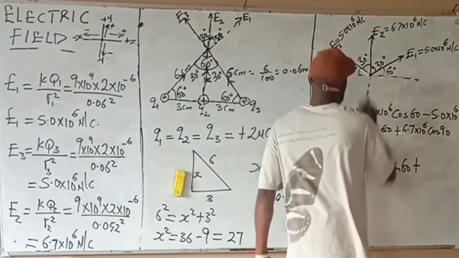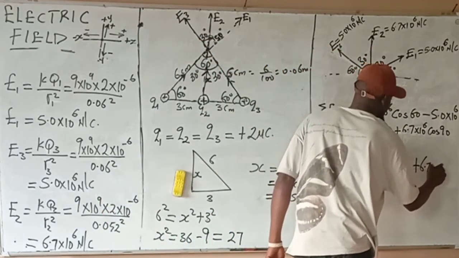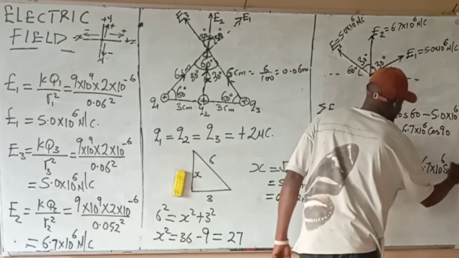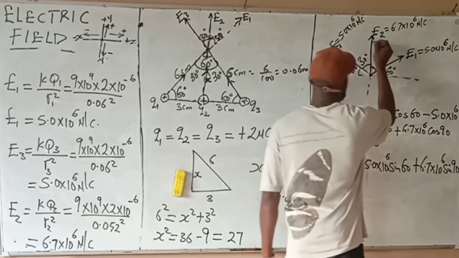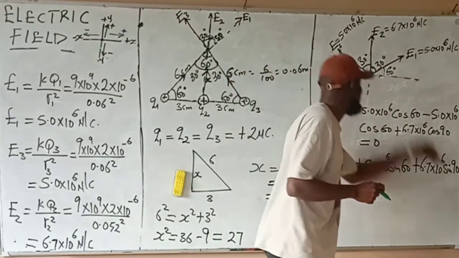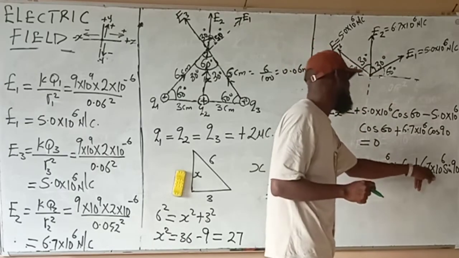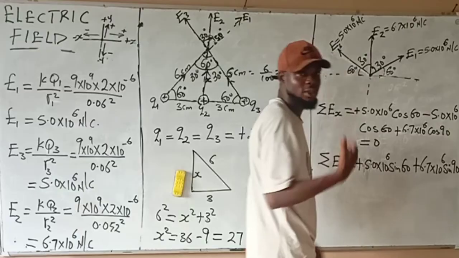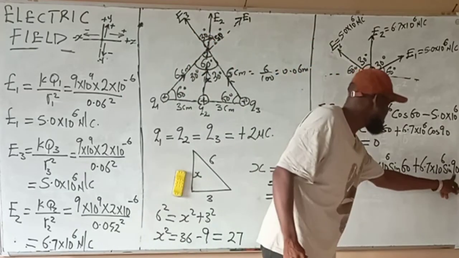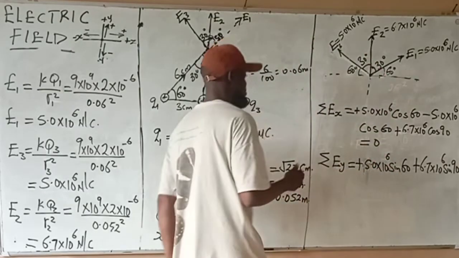So, plus, this one now will be 6.7 times 10 to the power 6, then sine 90. And the angle between this and the x-axis is 90 degrees. But even so, if a vector is truly vertical, just take the value of the vector. There's no need of multiplying it with any angle because it still gives you the same thing. Sine 90 is 1. 1 times this will give you the same thing. So there's no need of multiplying it by any angle.